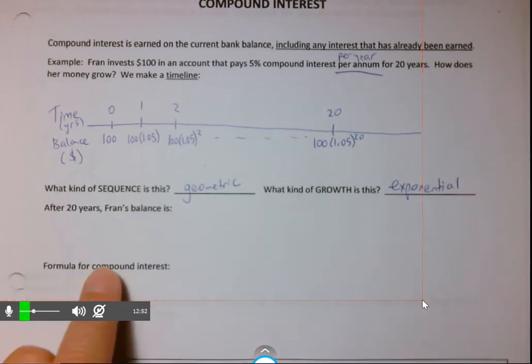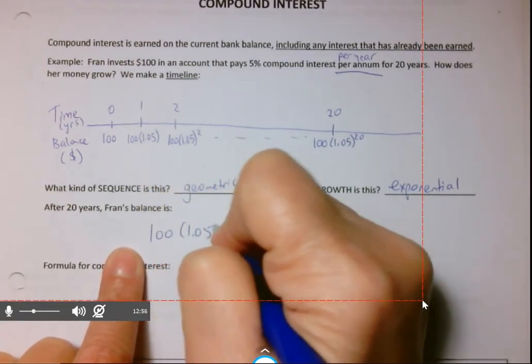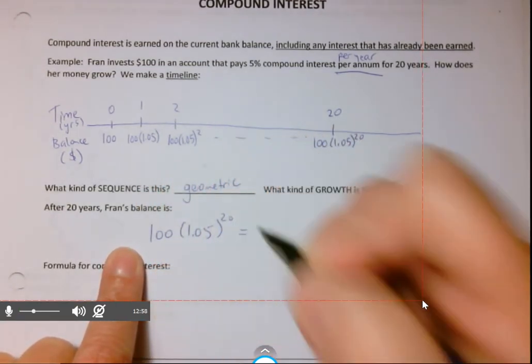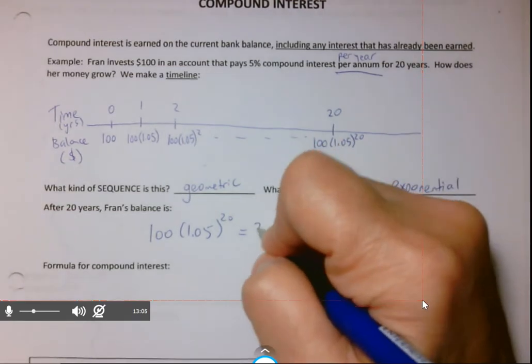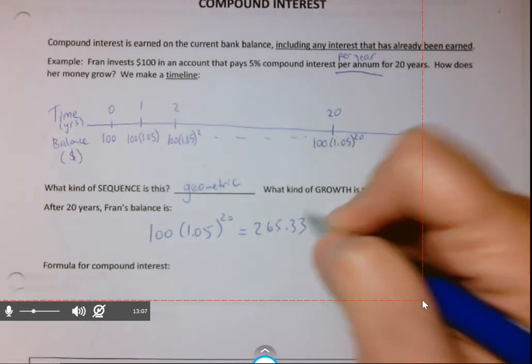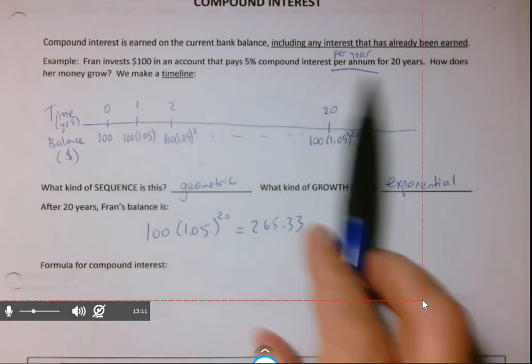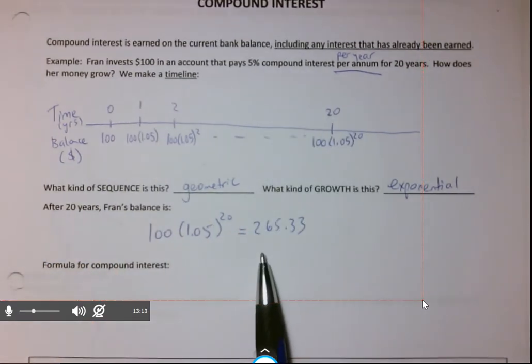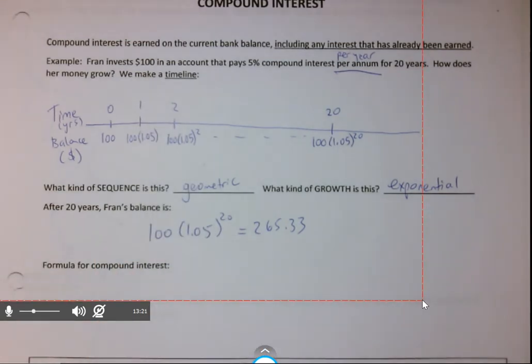Okay, so what is Fran's balance after 20 years? It's going to be 100 times 1.05 to the exponent 20, which is, on a calculator, 265.33. Okay, so she puts $100 in the account, and 20 years later, it's $265.33. Again, you might think that's not a big jump for 20 years, but what if it was $1 million? Then that would be more significant.